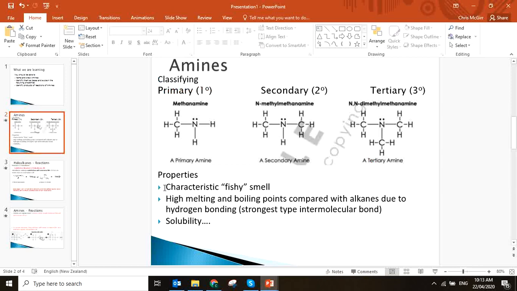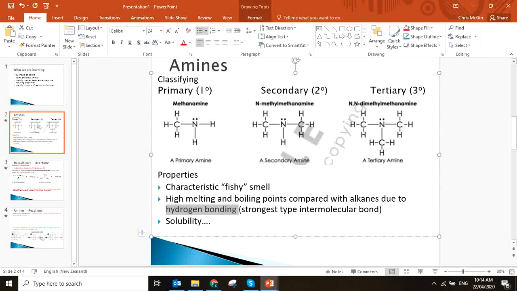So they have a characteristic fishy smell. Off fish, and fish that's a little bit old, it's not really fresh, has a really strong sort of fishy smell to it, and that's actually because fish produces amines when it decomposes and becomes a bit older. They have high melting and boiling points compared with alkanes, and this is due to their strong intermolecular bonds.